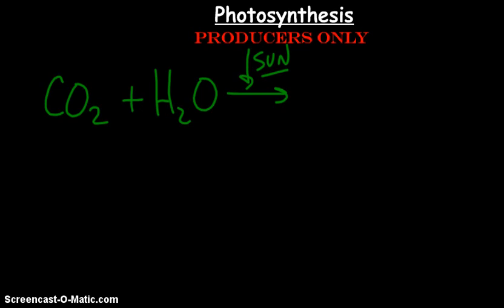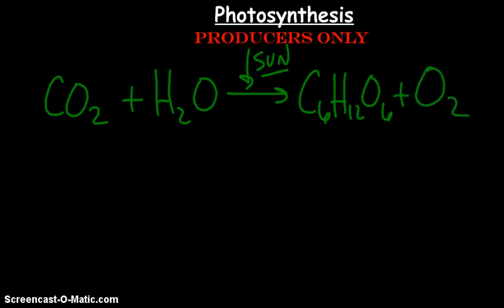Now we're going to do the producers. So what are our products? Our products are going to be glucose, C6H12O6, and oxygen. So if I were to say that in words, carbon dioxide reacts with water, along with adding sun to it, gives us glucose, or I'm going to call it sugar, and oxygen. So that's what we get from photosynthesis.